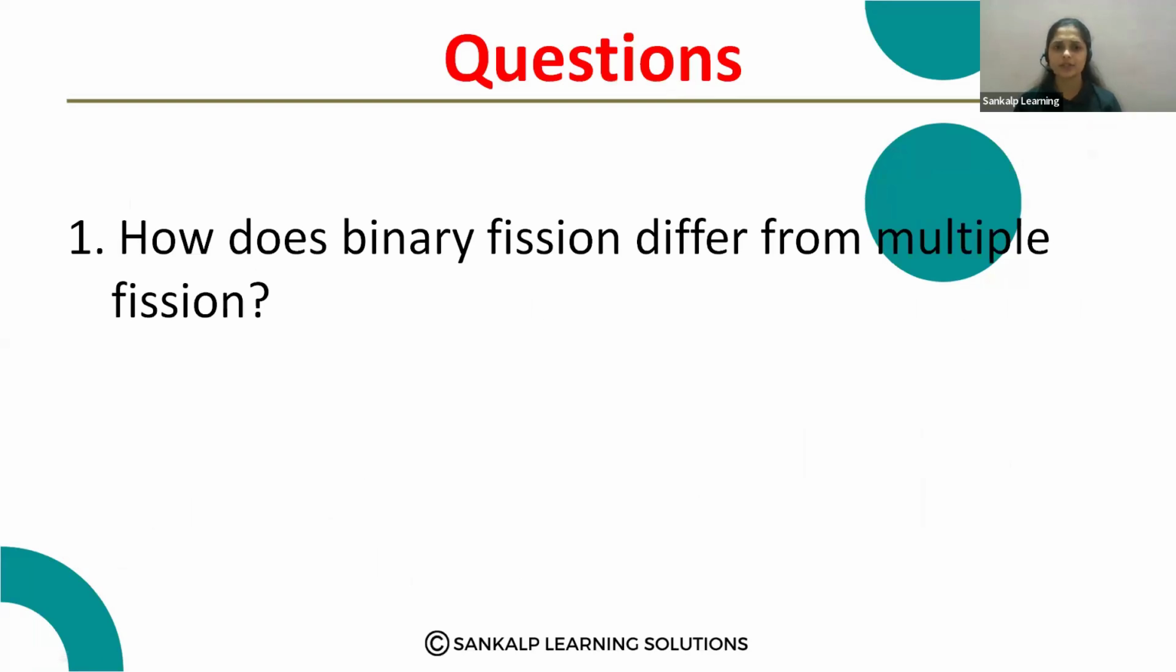Then we will solve some questions related to this chapter. The first question is, how does binary fission differ from multiple fission? Binary fission that you observe in amoeba and leishmania, and multiple fission that you can observe in plasmodium, how do they differ?